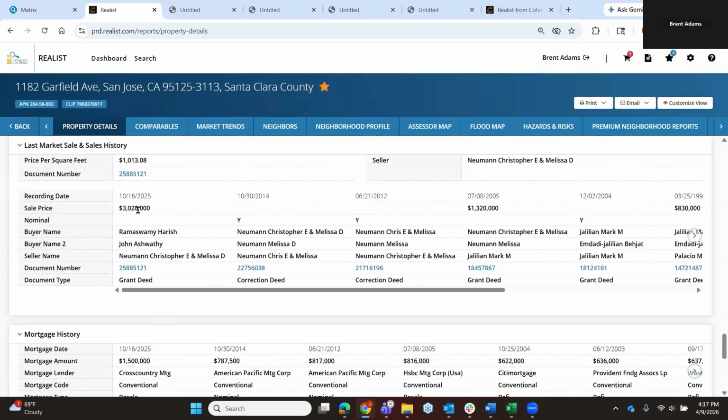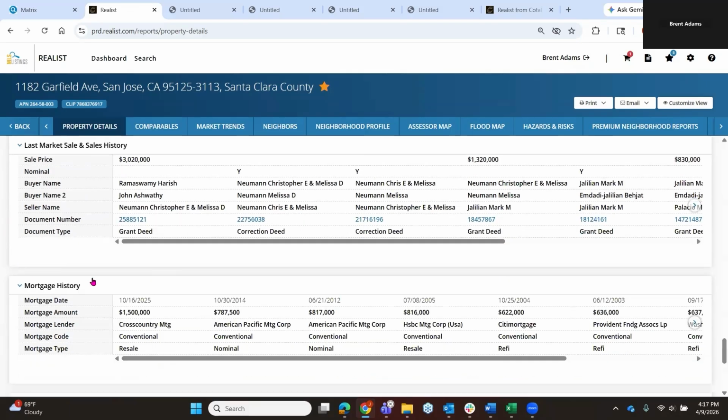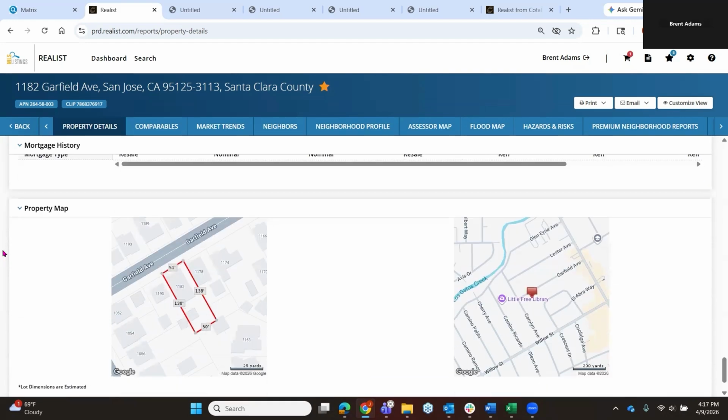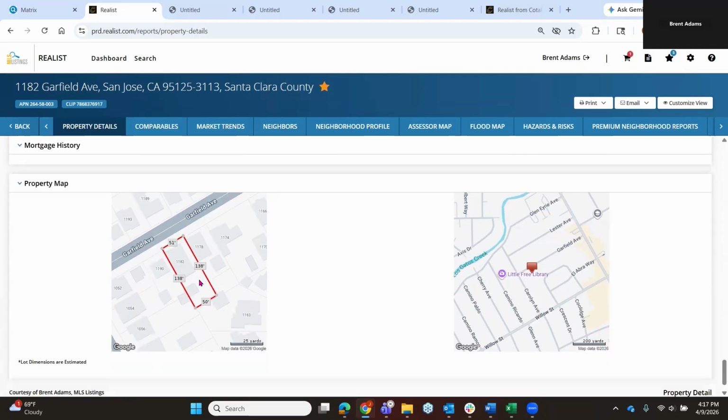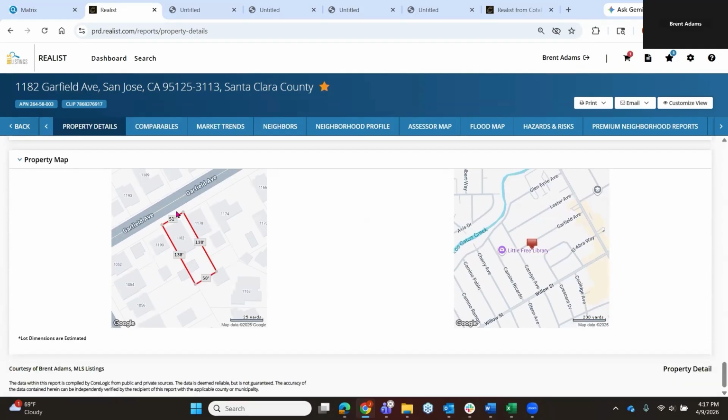Now, again, you get some good ideas as to what the mortgage rates were around that time. So if someone's making regular payments, you'd only have to do a little bit of calculation to figure out what kind of equity someone might have in that home. And then moving down a little bit lower, we've got a couple of different maps that let you know exactly where the property is located and what the lot dimensions are too.